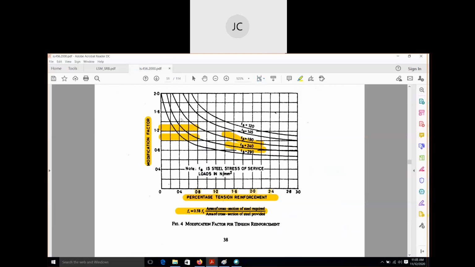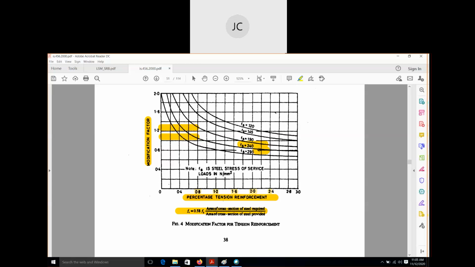First we will find out for fs equal to 190 what is the value of k. This is the curve for fs equal to 190, and our percentage of steel is 0.8. So we have to consider only this line. At 0.8%, when fs equal to 190, you can see the value here. This is the point. What is the value of k we get from the y-axis? At fs equal to 190, the value of k is around 1.3 or 1.35.